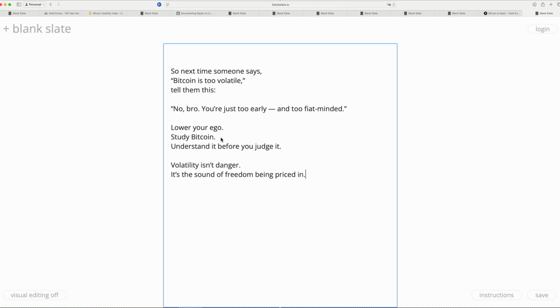Now, lower your ego, study Bitcoin. Understand it before you judge it. Volatility is not a danger, it's the sound of freedom being priced in. Bitcoin has no top because fiat has no bottom.